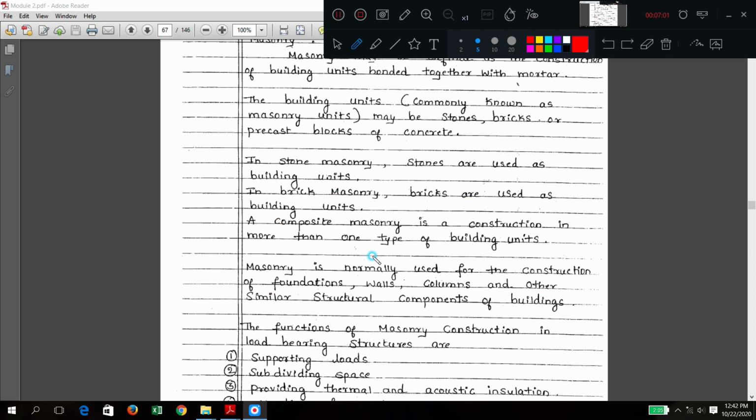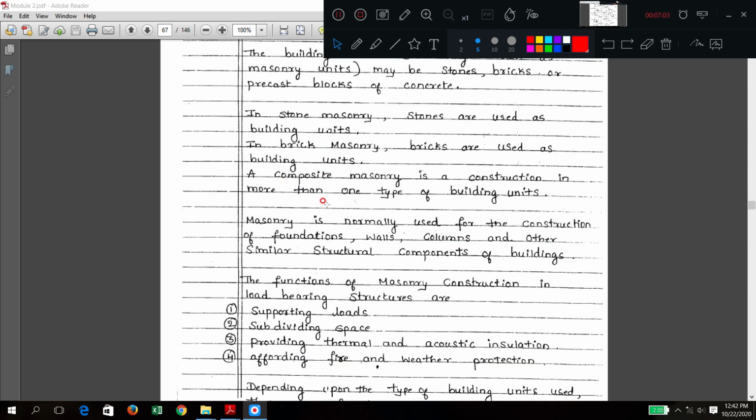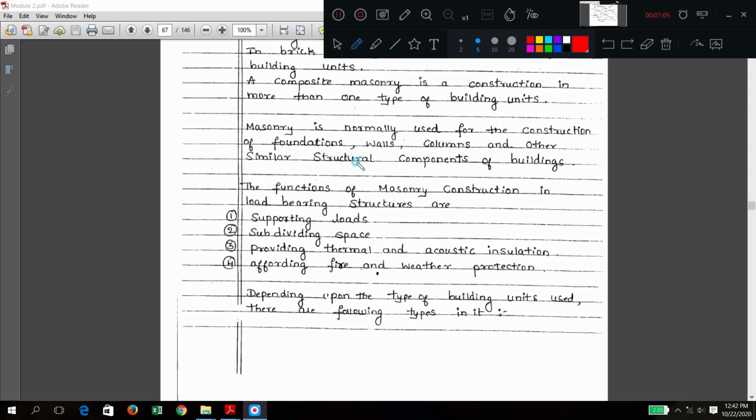What are the functions of masonry? First, it will support the load, it will divide the space, it will provide thermal and acoustic insulation. Thermal and acoustic means what? Temperature control, sound control. Acoustic means sound. And it also provides protection from fire and weather. So four functions. Next we have classification based upon the type of building units.